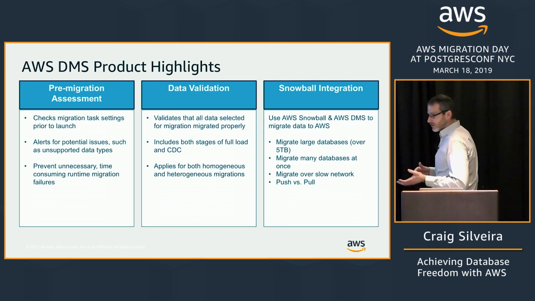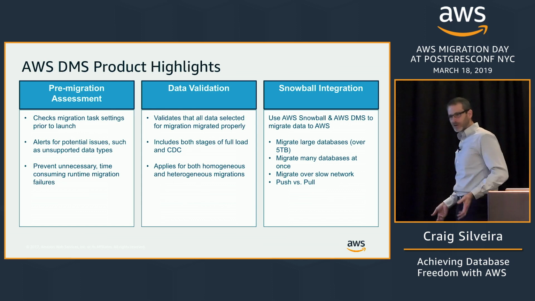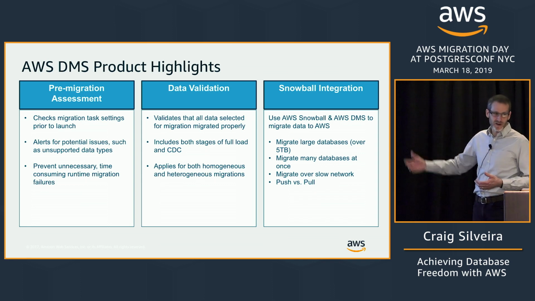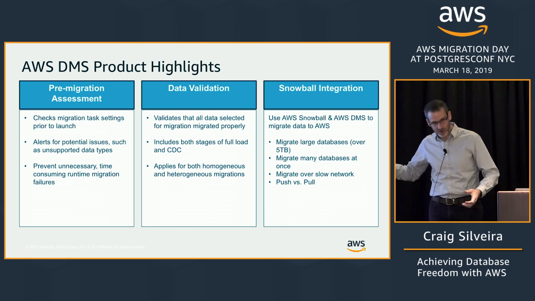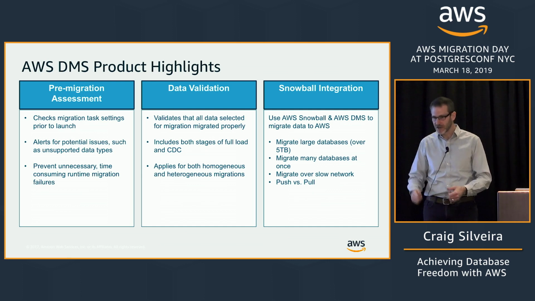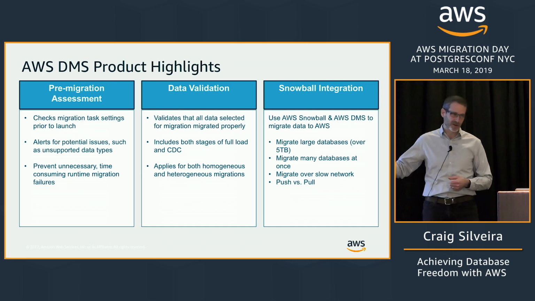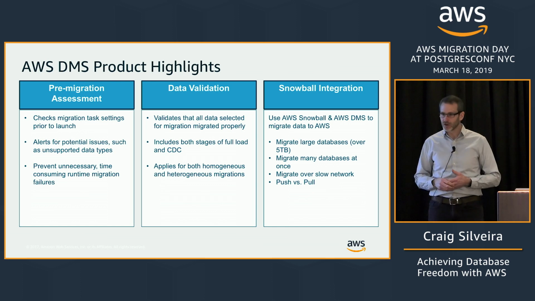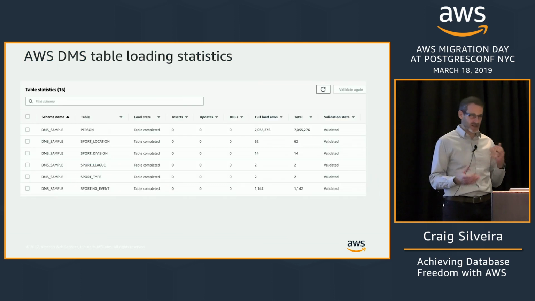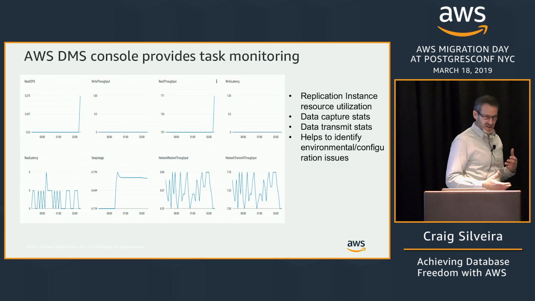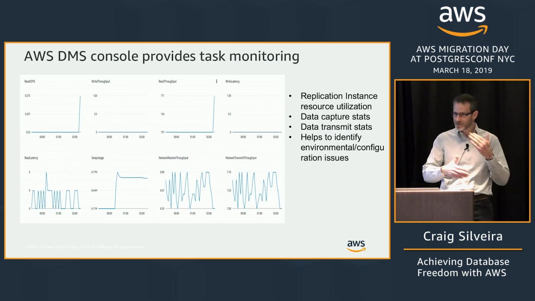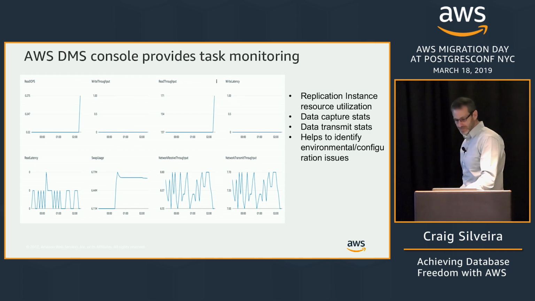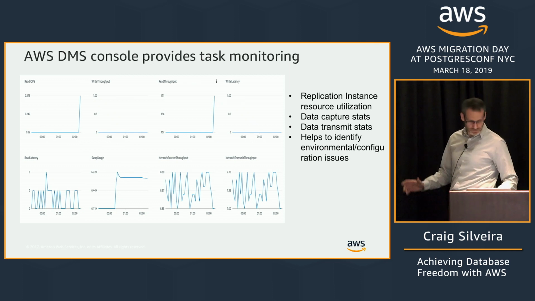Now, for some migrations, right, you're not going to want to send all your data over the network, right? So we do have Snowball integration. Snowball is the device that we can ship to you, and you can plug it into your data center, load your data in there, ship it back to us. We plug it into our backplane, and you do a bulk load of the data, right? So you can use DMS, and basically have DMS know that Snowball is going to do that initial load, and DMS is going to pick up with the CDC.